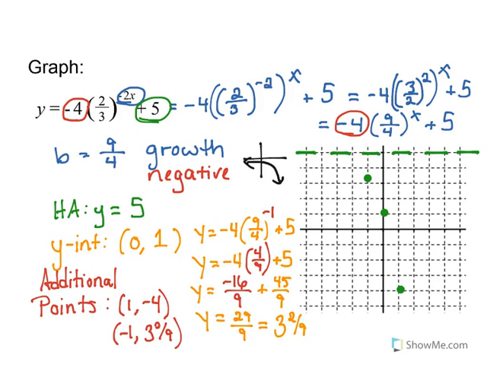And now I should be ready to sketch my graph. If I start over on the left near the HA and then curve down through my points, that is the graph that I want for this particular function. So that's the graph of y equals negative 4 times 2/3 to the negative 2x plus 5.